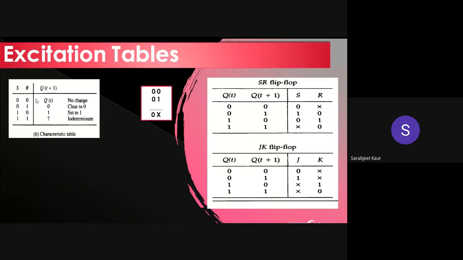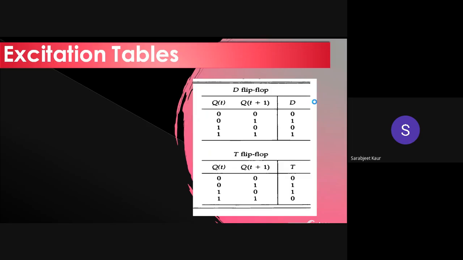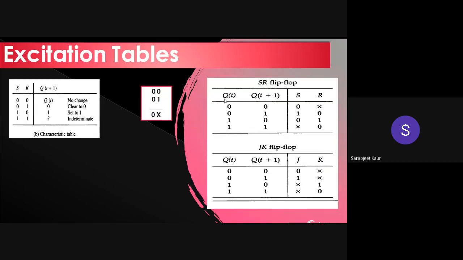On the left-hand side of the screen, you can see the same characteristic table that we have just studied for the SR flip-flop, which I've pasted here. On the right-hand side of the screen, you can see the excitation table for the same flip-flop, the SR flip-flop. In this excitation table, I already have the previous output and the next output, and what I am going to see is what input I should give to this flip-flop so that I can get this next output. Is this clear? Okay, so let us see how these excitation tables can be arrived at.